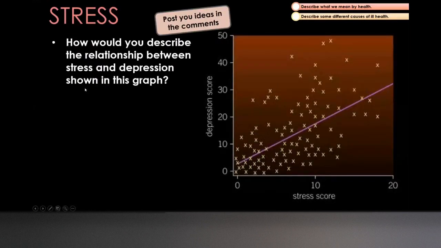So here is another graph for you, and I want you to have a look at it. We've got depression on the y-axis. So this is surveys of people. Basically, each cross on this graph is a person who's been asked to describe the level of stress they're under and the level of depression that they feel. And I want you to try and describe the relationship between people's idea of how stressed they are versus how depressed they are. And is there any correlation between the two?